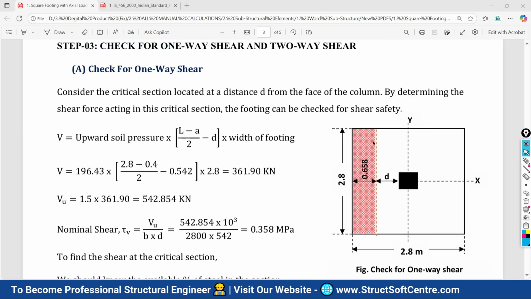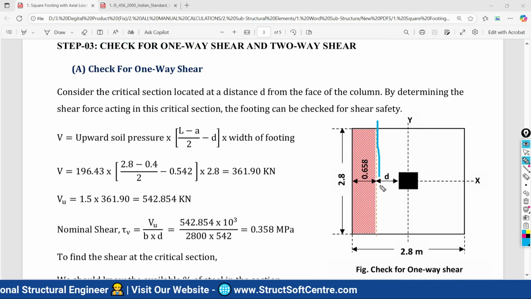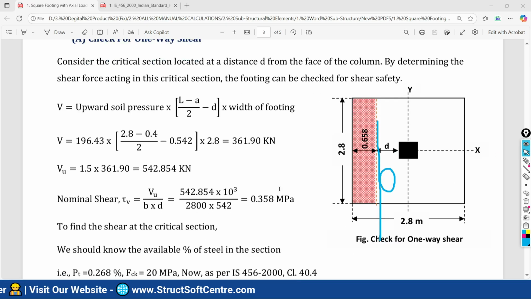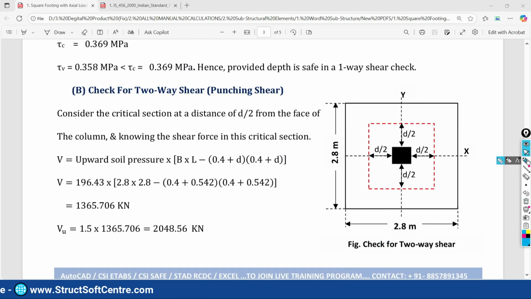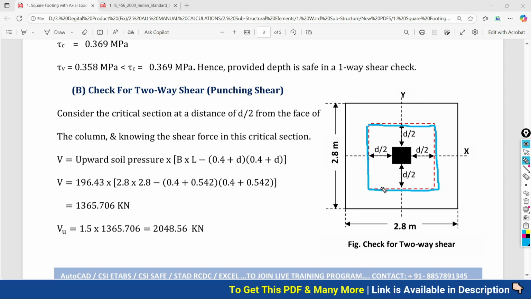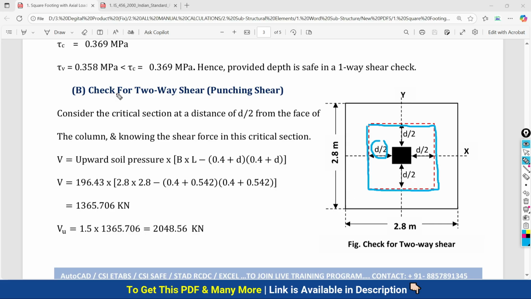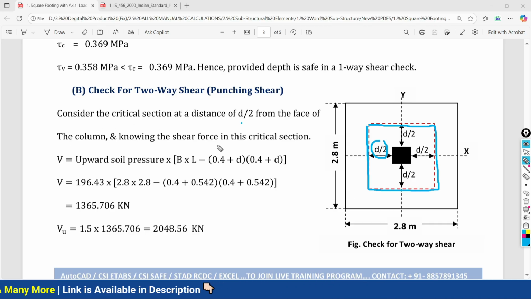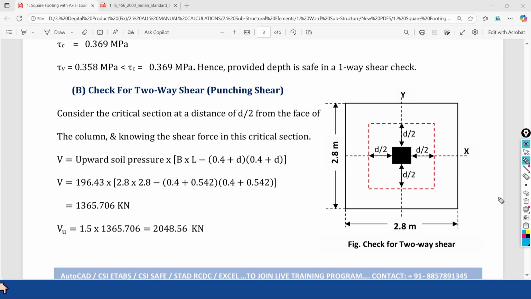In the case of the one-way shear check, we considered the critical section at a distance of d. But for punching shear, we have to consider the critical section at a distance of d by 2 from the face of your column in all directions. It is not specific to one direction, it is for all the sides. That's why we consider the critical section all around the face of your column at a distance of d by 2. Knowing the critical section, we need to find out what shear force is going to develop at this critical section.